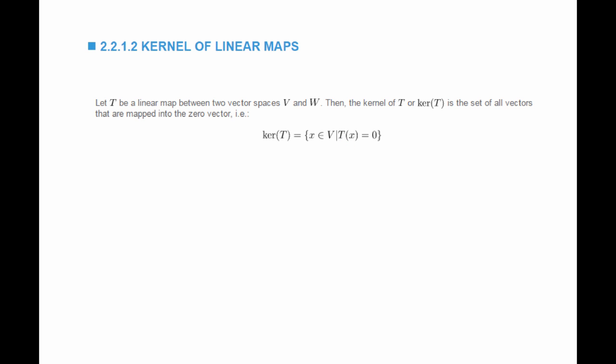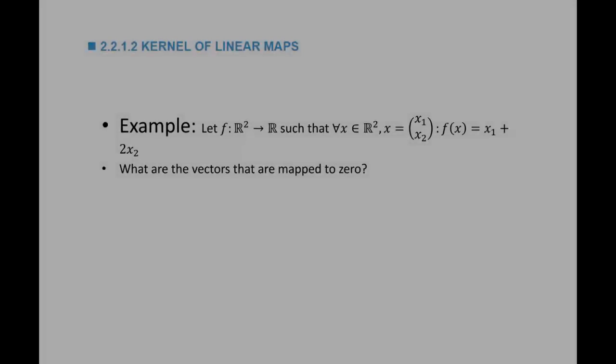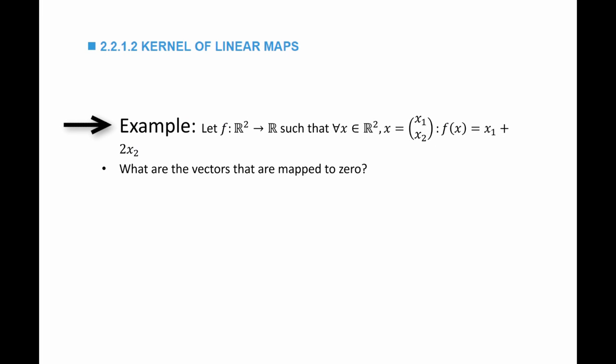So let's look at an example. I have a linear map that takes a vector in R2 and gives me a real number. And the form of the function is such that for every x in R2, x has components x1 and x2, f of x is equal to x1 plus 2x2. So as you can see, the function is a function of the two components of the vector, x1 and x2, and it gives me just one value, which is x1 plus 2x2. And the question is, what are the vectors that are mapped to 0? What's the kernel of this map?